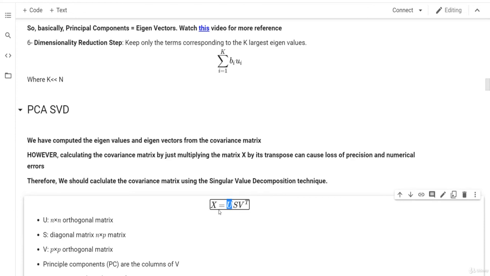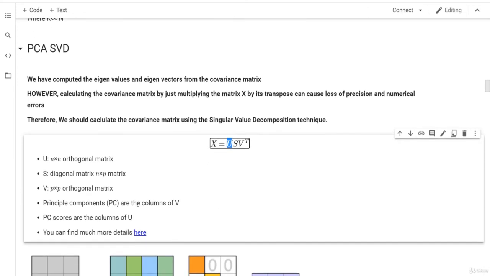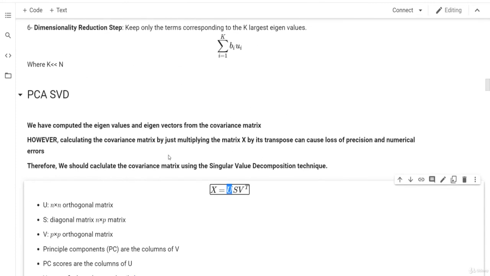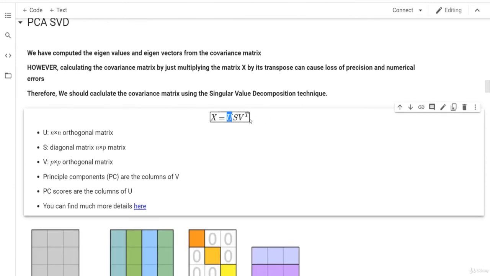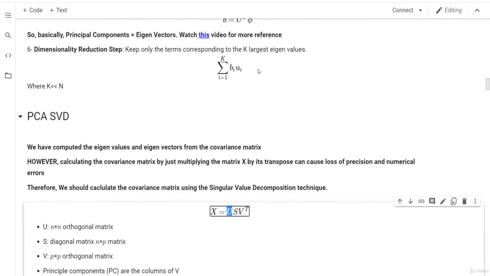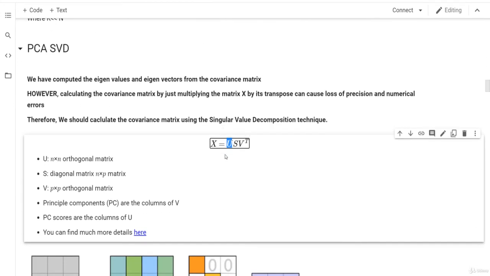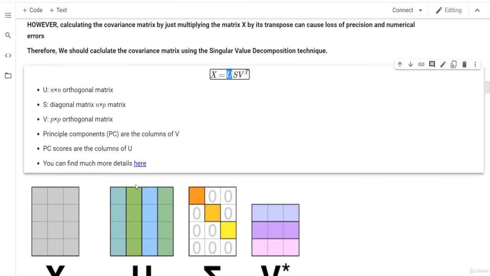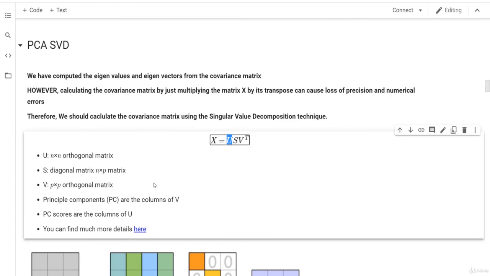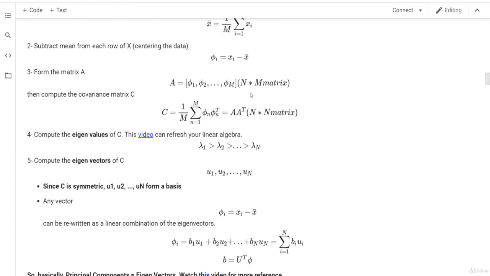If we use the singular value decomposition, then the principal components we calculated using the eigenvalues, eigenvectors, and so on are basically the columns of V, the third matrix here. And the principal component scores? They are the columns of U. You can check the details here. So this is the difference between using the singular value decomposition and computing the covariance matrix the straightforward way.